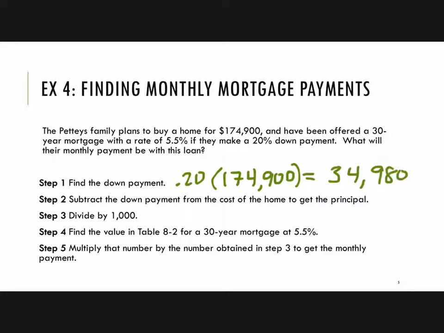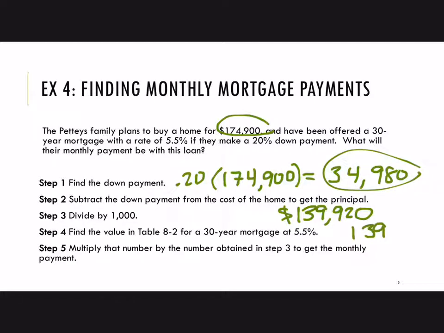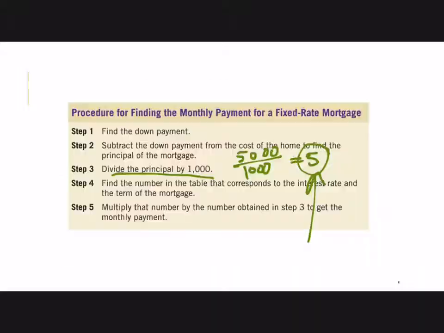$34,980. Then subtract that from the cost of the home to get the principal. So $174,900 minus this amount, and the principal of the loan is $139,920. Divide by 1,000. That would be 139.92. Just move the decimal 3 places to the left.